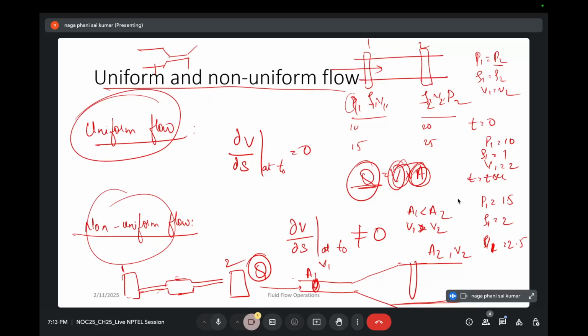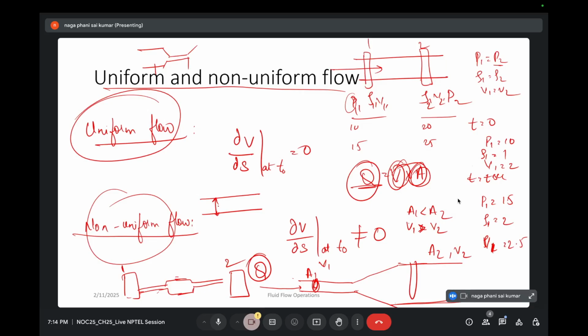You have a river, right? So when water is flowing in a river, the river does not have a uniform cross section, right? It will not be a straight line, or it will not have a uniform width of the river. This doesn't remain constant, right?